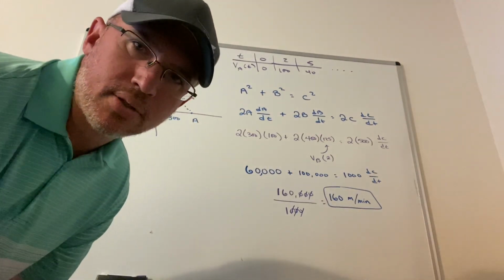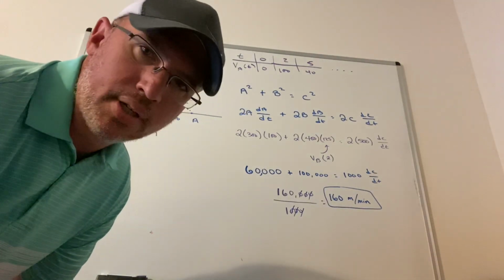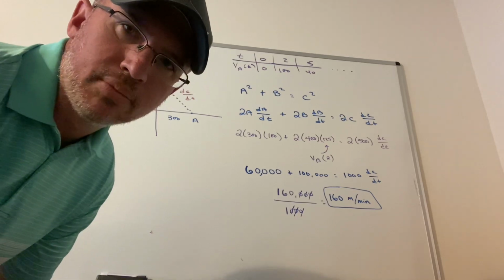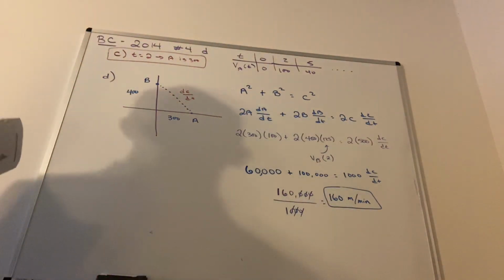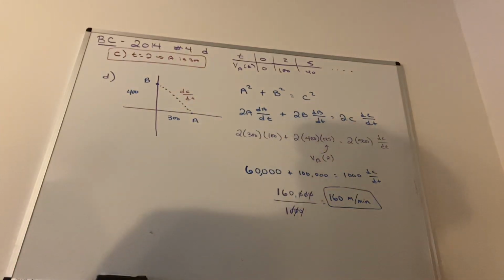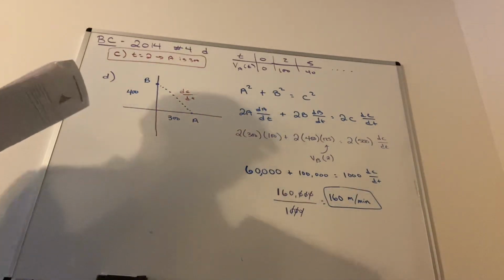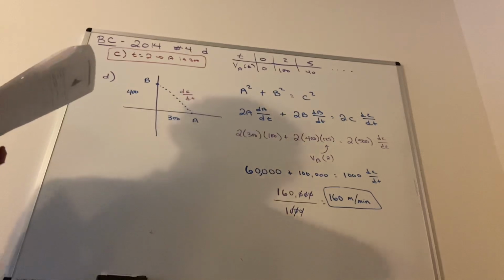All right, guys, this is the 2014 BC test, number 4D for you. This question is about trains leaving Origin Station. And earlier in the problem, you figured out stuff about train A.